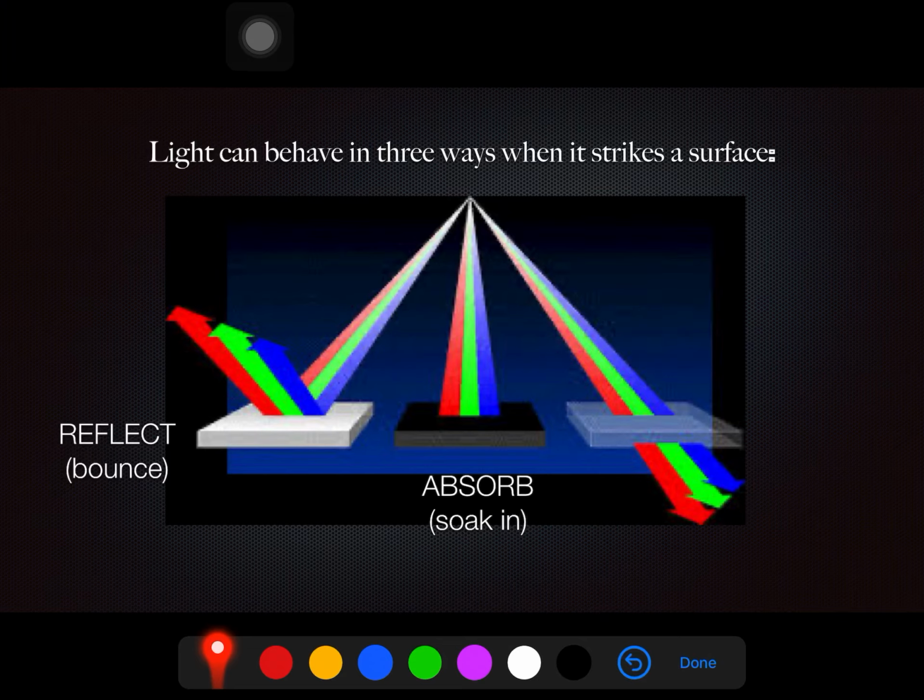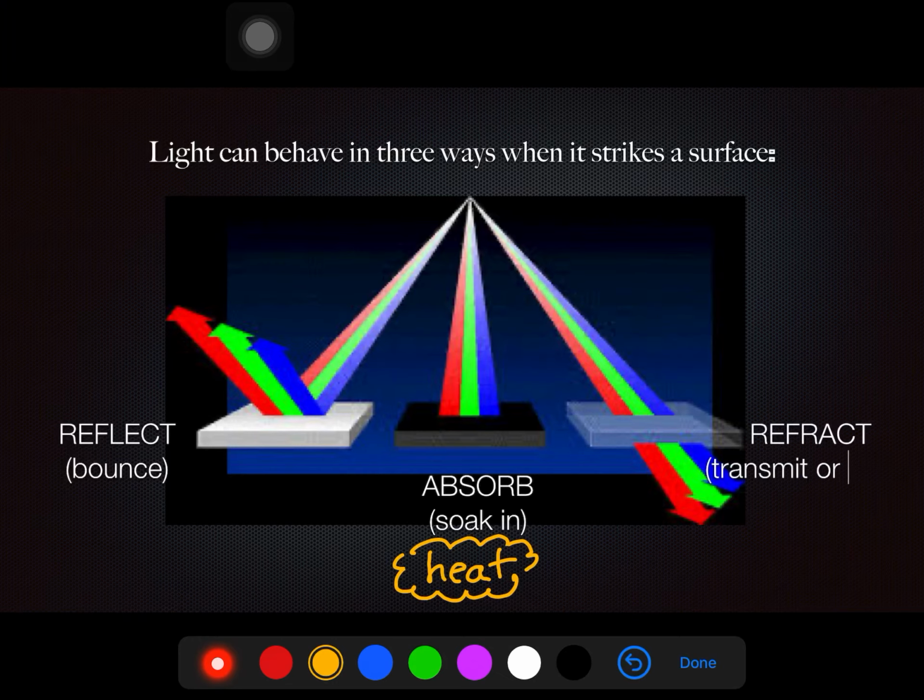The next thing light can do is it can absorb, and it can soak in and just stay on the object. When light stays on the object and it soaks in, it often transforms into heat. So think about it. If something is outside in the sun and the sun's just sitting on it, that object gets hot, right? If you ever sat on a hot car seat or something outside, it feels warmer because light has been shining on it. So reflecting and absorbing are 2 familiar words.